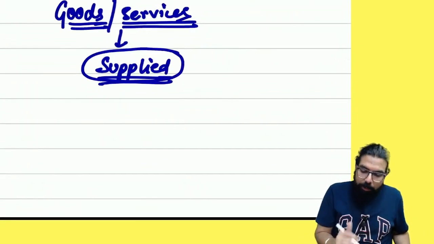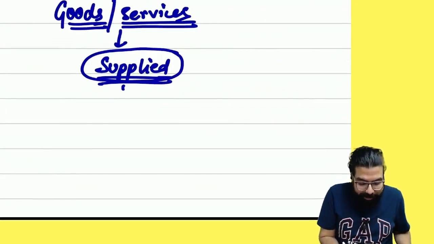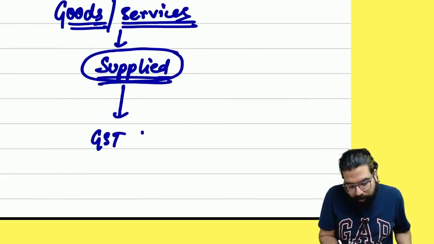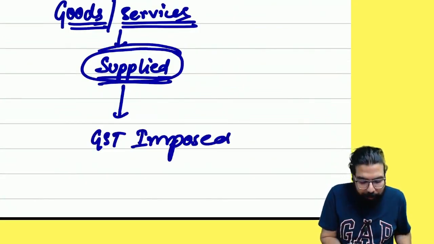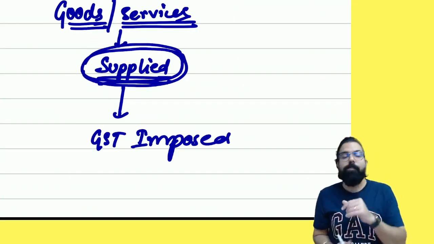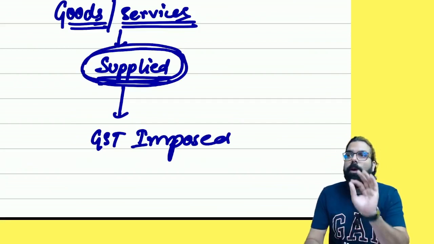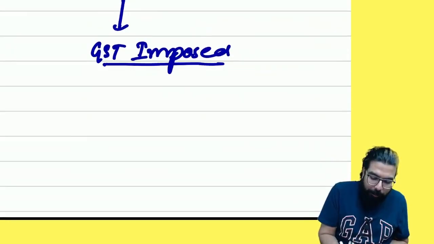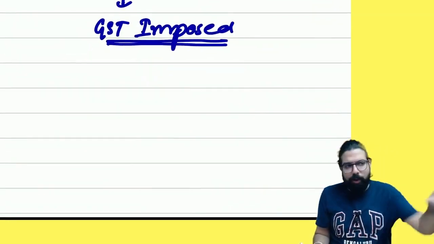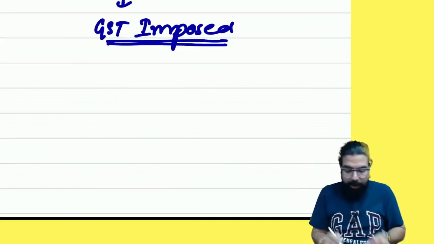So people, whenever goods and service will be supplied, GST will get imposed. And here we are in the chapter of supply now. Can I go ahead, everyone? Now listen. Whenever goods or service will be supplied, GST will get levied, imposed, right? Now, will you collect GST and pay GST? Now what will you do?